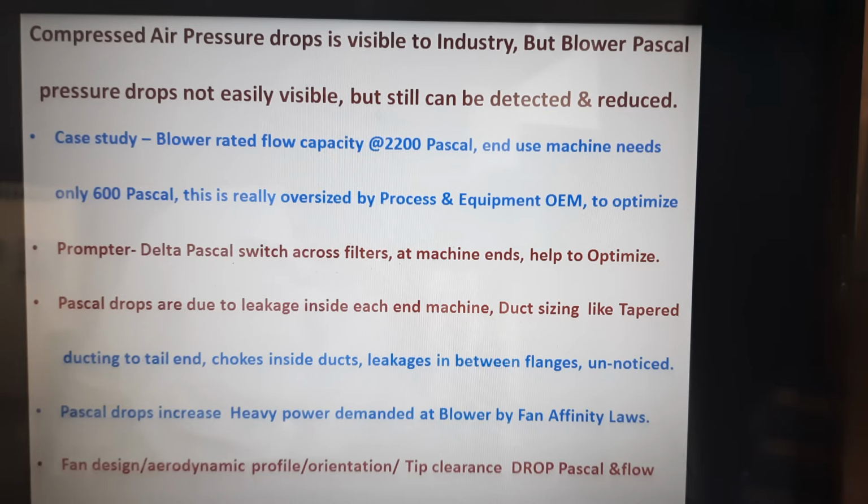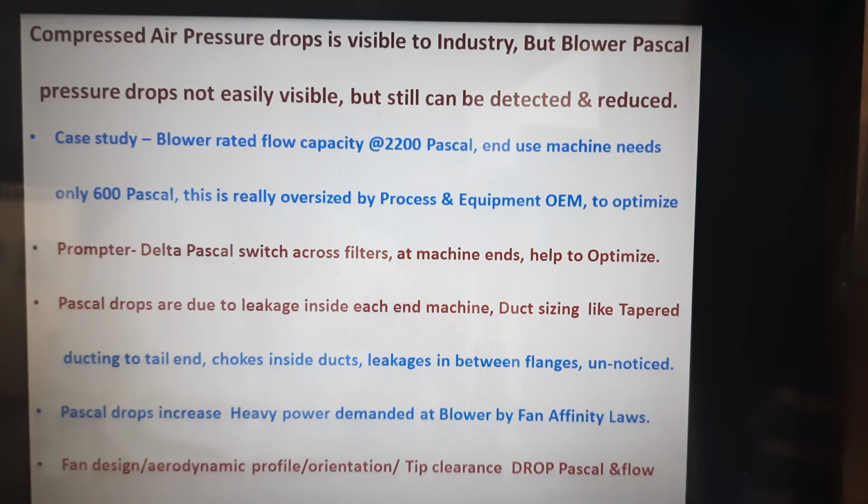And the prompter is the delta Pascal switch across the filters at the machine end, which needs to be optimized. Let us try to optimize the minimum static Pascal at the machine, and the static Pascal drop from end to end across the filters also. Let us try to bring it to the optimum. Let us ask the filter OEM what is the maximum allowable static Pascal drop when the filter is in full flow, and what will be the pressure drop when the filter is in minimum flow. These are all the inputs to be taken by the maintenance people. Accordingly, we can plan it as such.